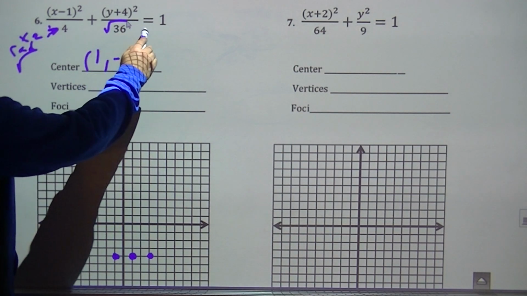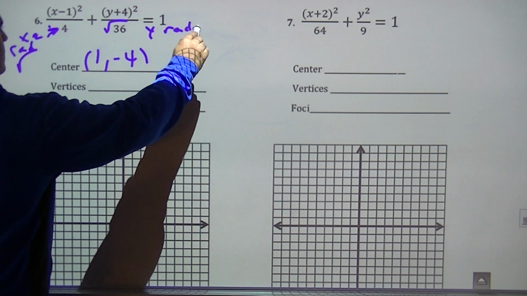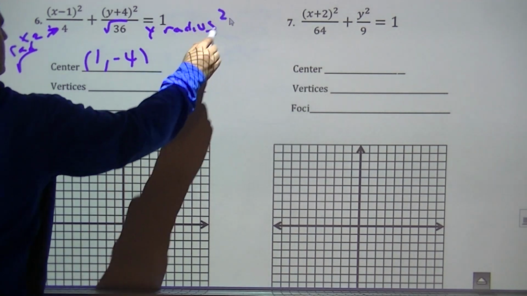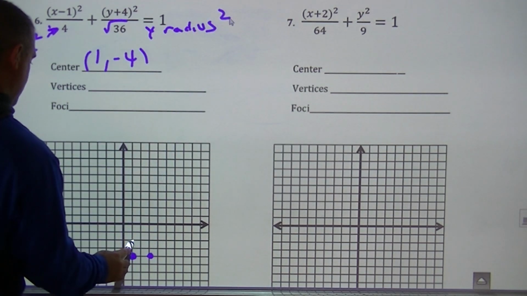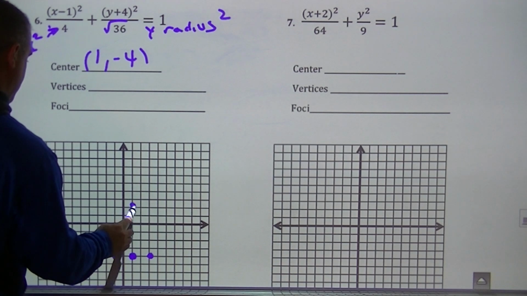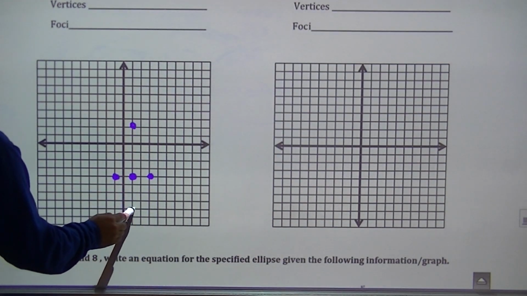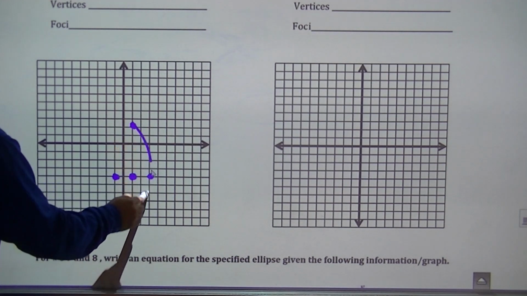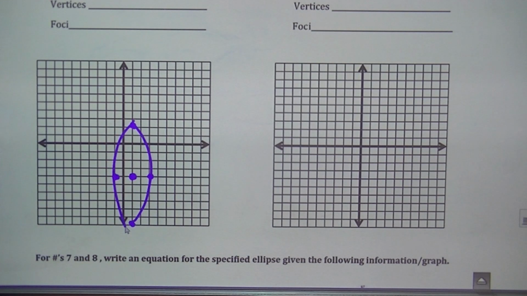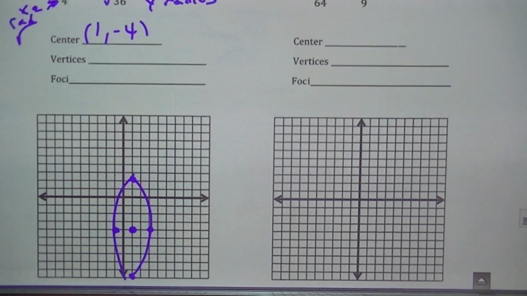I'm going to square root this number. This is the y radius squared, so then that's going to be 6. So 1, 2, 3, 4, 5, 6. 1, 2, 3, 4, 5, 6. Here's what a picture looks like. Okay, all right, there you go for that.